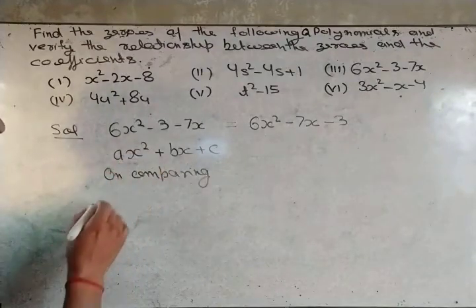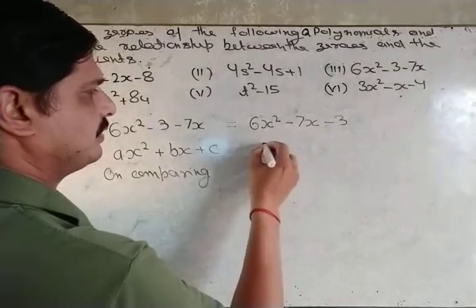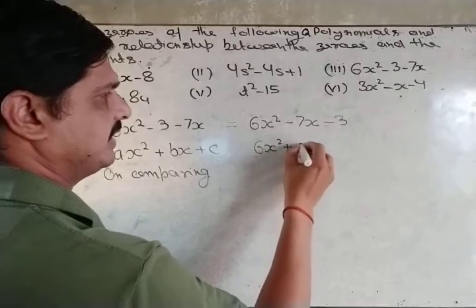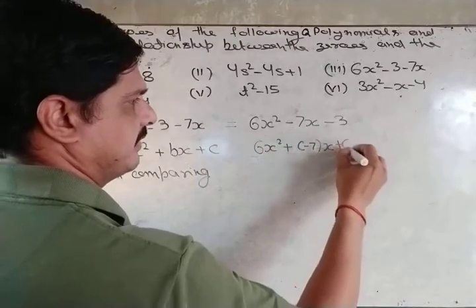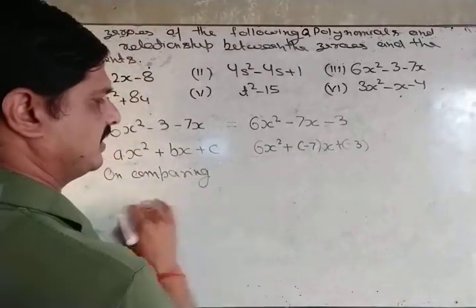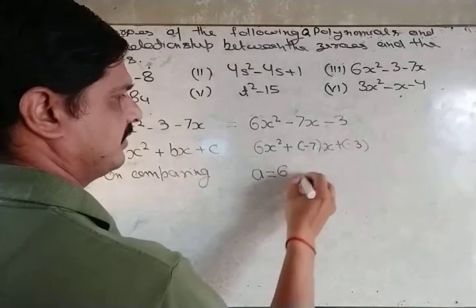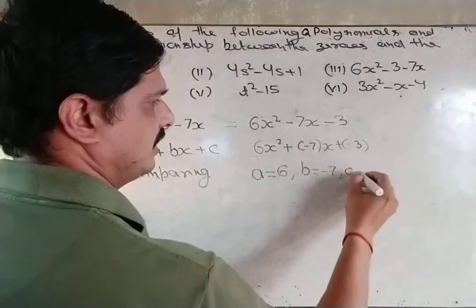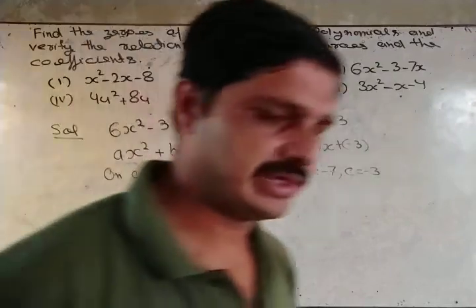So on comparing, you come to know, if you make a positive sign in between, and you come to know on comparing a is equal to 6, b is equal to minus 7, while c is equal to minus 3. This we get on comparing.